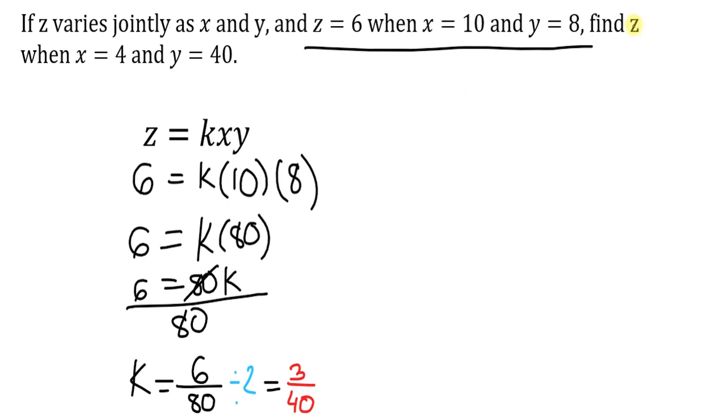Okay, then next. Find z when x is equal to 4 and y is equal to 40. So, hindi na given yung z. So, that is z is equal to k. Yung k, kunin na lang natin to. Itong nasolve natin na value ng k. So, that is 3 over 40. And then yung x is 4. And then y is 40.